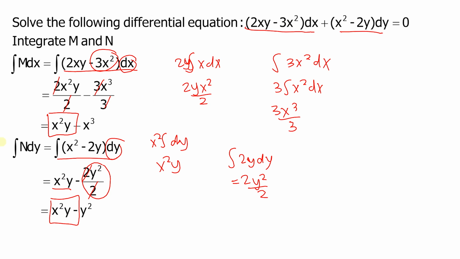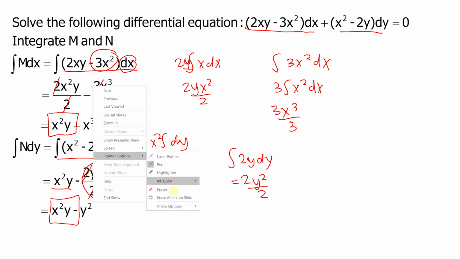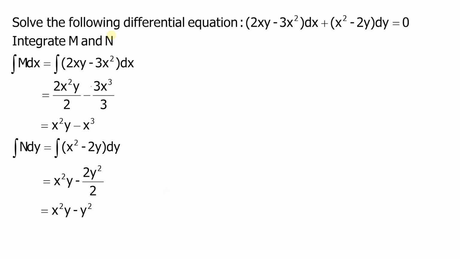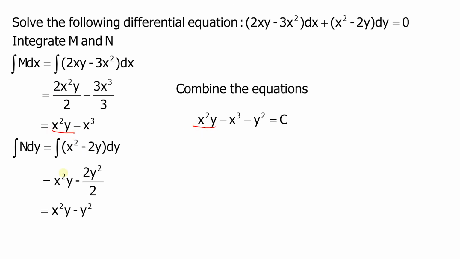Okay? After nato na-integrate, the last step is to combine the equations. So, you have x squared y. Kapag repeating gani, class, ikasahon lang nimo siya butang kapag nag-repeat. Then, minus x cubed, then minus y squared, equal to c. So, that is your final answer.